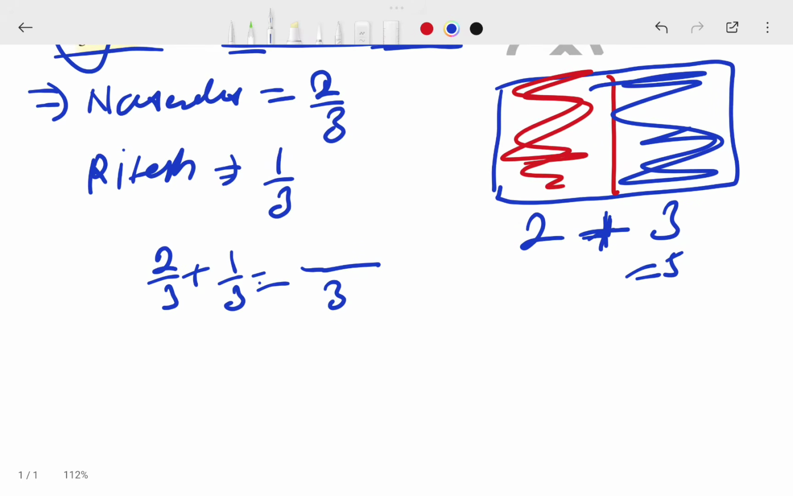Okay, so in 3 table, 3 is 1 time, so 2 into 1, that's going to be 2. Plus, in 3 table, 3 is how many times? 1 time, so 1 into 1, that's going to be 1 only. So the answer is 3 by 3.